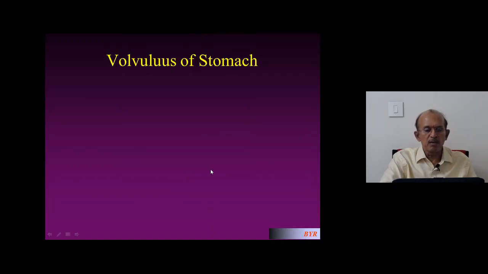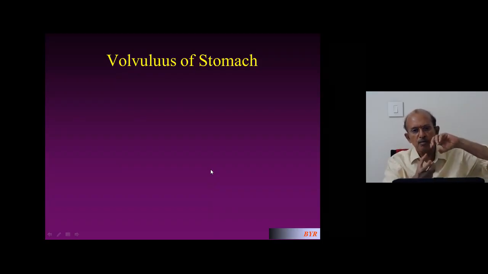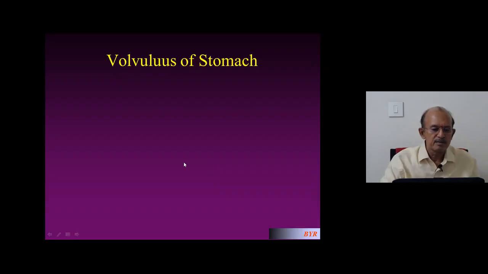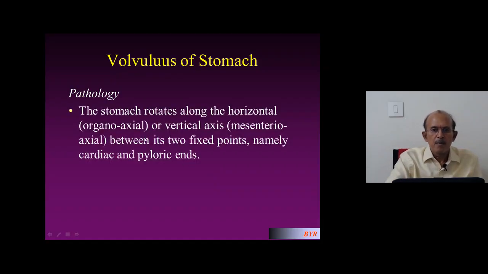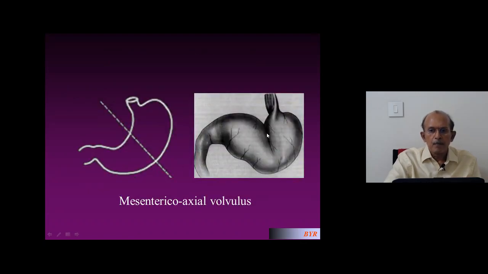Volvulus of the stomach. What is meant by volvulus? Twisting. If some object twists on its own self, it is called volvulus. The stomach rotates along its horizontal axis or vertical axis between two fixed points, namely the cardiac end and pyloric end. It is usually associated with a rolling esophageal hiatal hernia. You can see here the stomach has rotated vertically. So there is a twist.